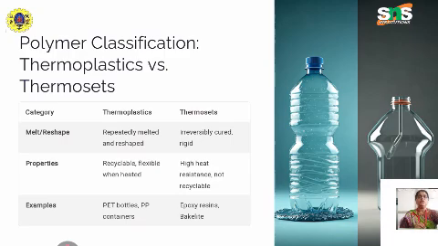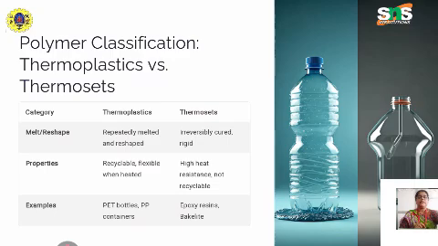So when you subject a thermoset to a very high temperature, it becomes a rigid shape which cannot be reversed or made into another desired material. When you compare the properties, thermoplastics are recyclable and flexible when heated. Thermosets have high heat resistance and are not recyclable, so they cannot be made into another product.